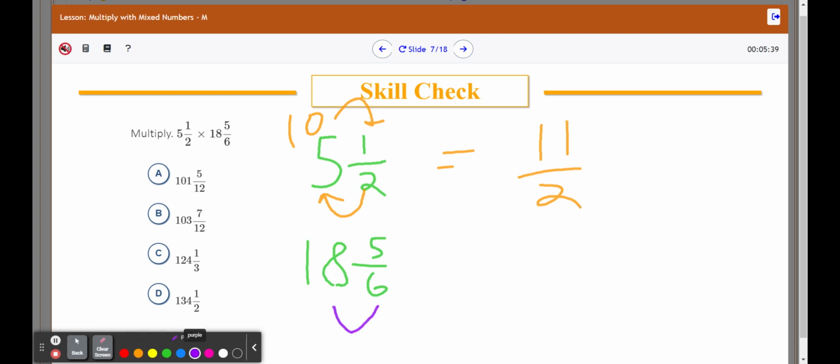We got 6 times 18. 6 times 18 gives me 108. And 108 plus 5 gives me 113. So I get 113/6. So I got 11/2 and 113/6. Let me write that down. 11/2, 113/6. Excellent. Let me get to work on that.